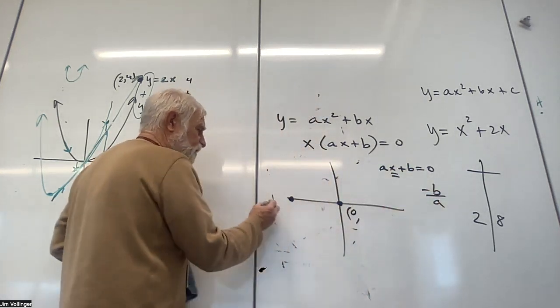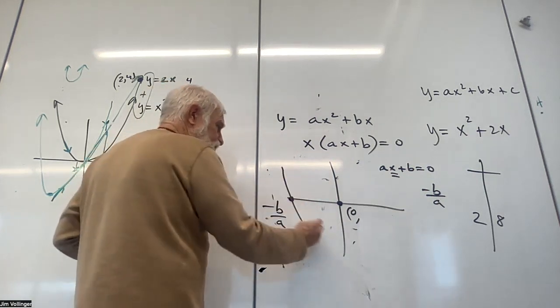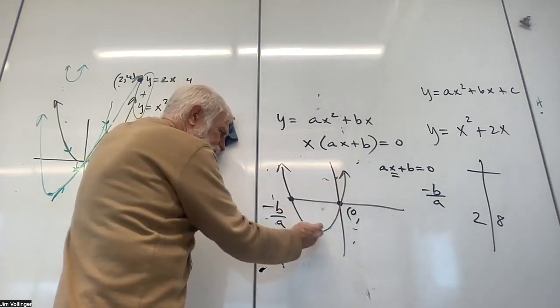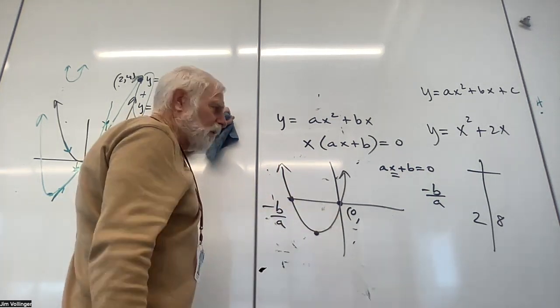I'll put it on this side. It'll be easier for you to see it over here, I think. All right, so we know we got a cup shape up if it's on this side. And then the question is, what's that x? Well, it's right in between negative b over a and 0.